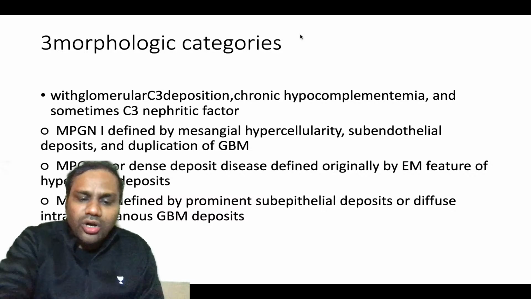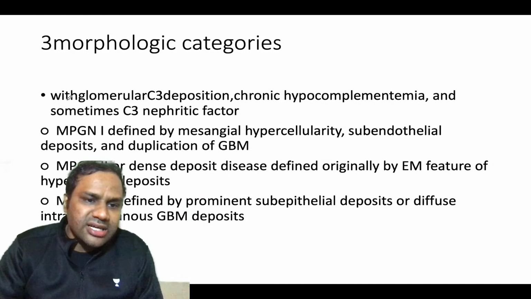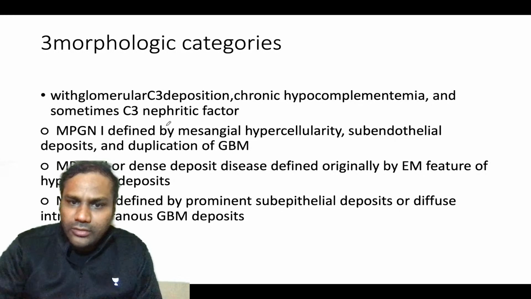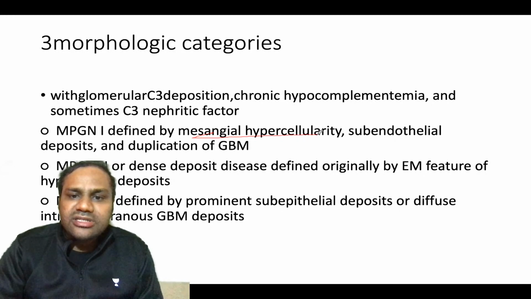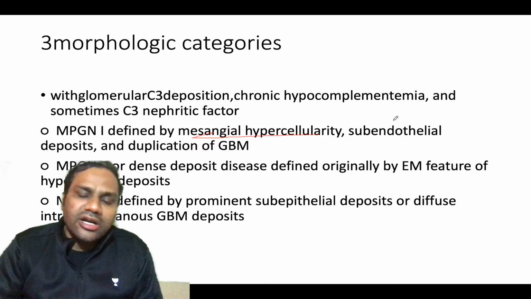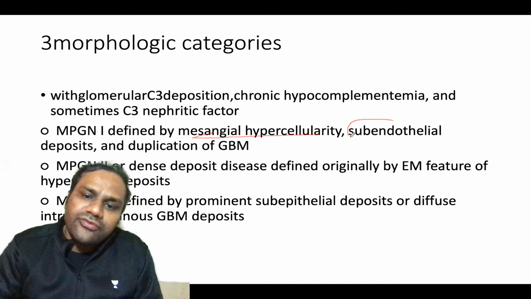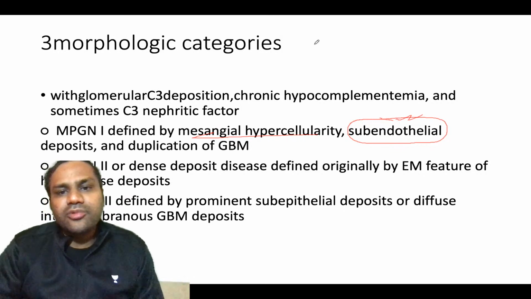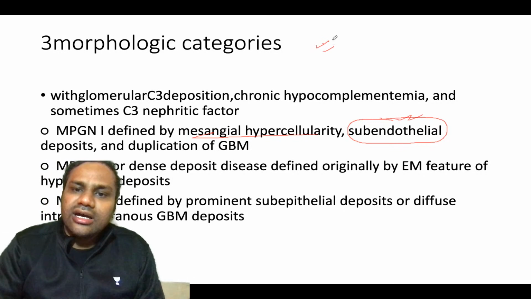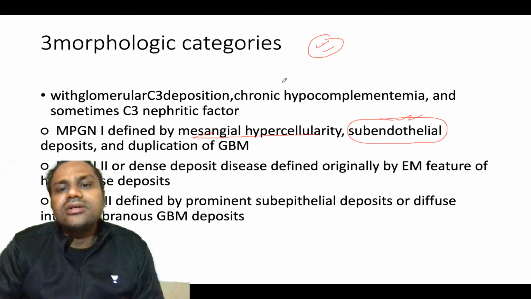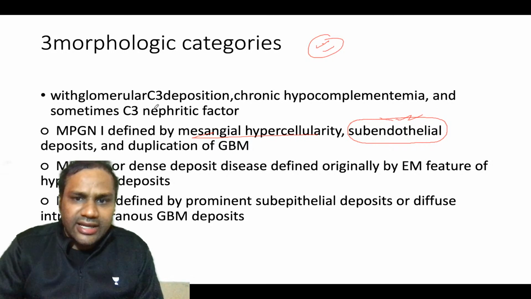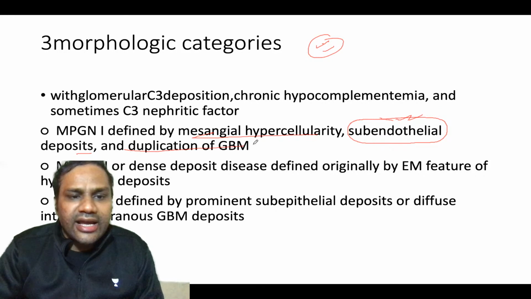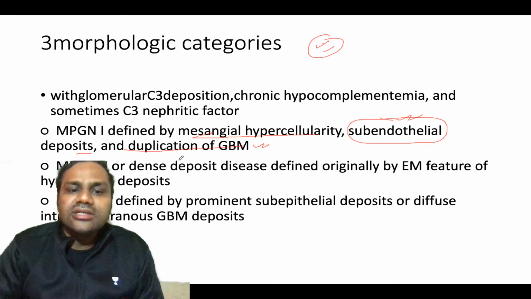One other point. We have talked about MPGN1. MPGN1 is mesangial hypercellularity, and on electron microscopy there will be subendothelial deposits, okay. We have talked about these subendothelial deposits. Subendothelial deposits can occur in MPGN and in lupus glomerulonephritis, okay. And duplication of GBM will be seen in this, that is tram track appearance.